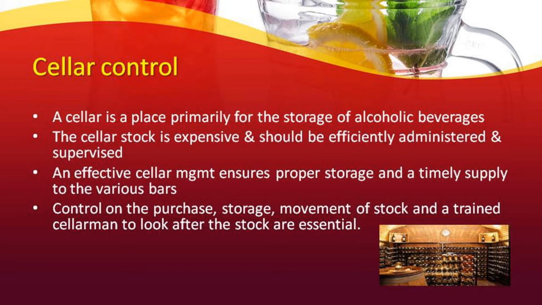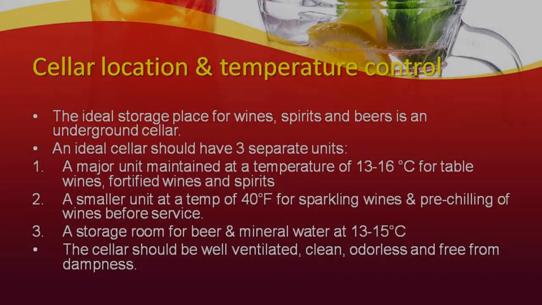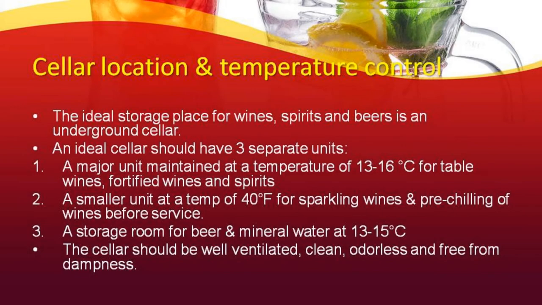Cellar should be well ventilated and clean with dim lighting. Some cellars have a bottle cooling shelf for efficient control of the temperature at the cellar to store beers and wines. Cellar is divided into five various subsections to store the various beverages as follows. Front bar of the cellar, having a temperature of 13 to 16 degrees centigrade, to store spirits, red wines, and also keg beers if the movement of keg beer is high in the premise.